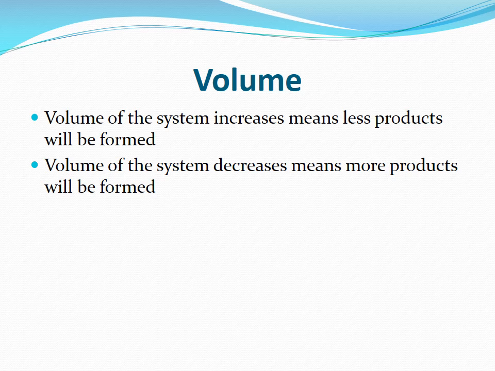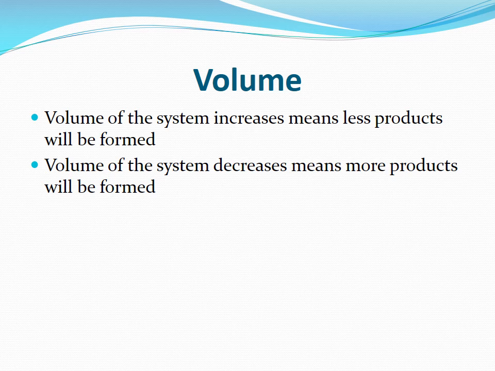The next one is volume. If the volume of the system increases, it means less products will be formed. It means that if the volume of the system increases by applying any temperature or by decreasing the pressure, there will be less collision of the molecules. So if the collision of the molecules is less, it means less products will be formed. If the volume of the system decreases, it means more products formed.